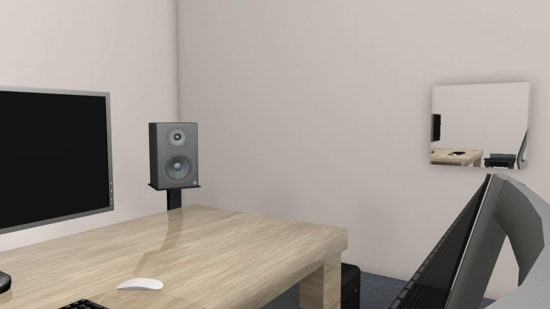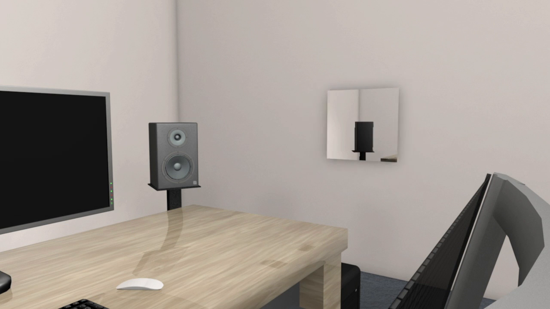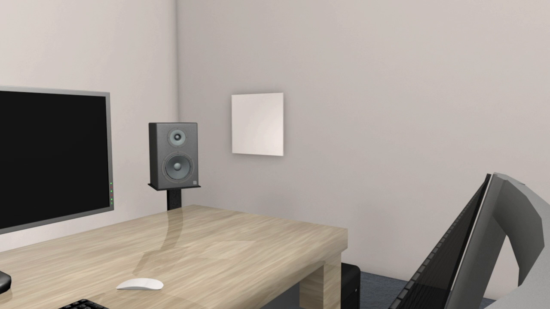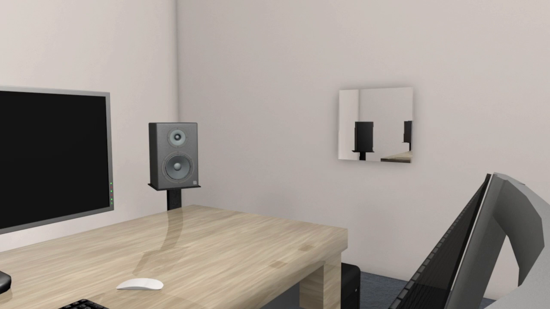In order to determine where the RFC is, get into the listening position and have a friend take a mirror and hold it up to the wall. Any place that you can see either part of the right or the left speaker needs to be treated. The ceiling is also part of the RFC and should be treated as well.